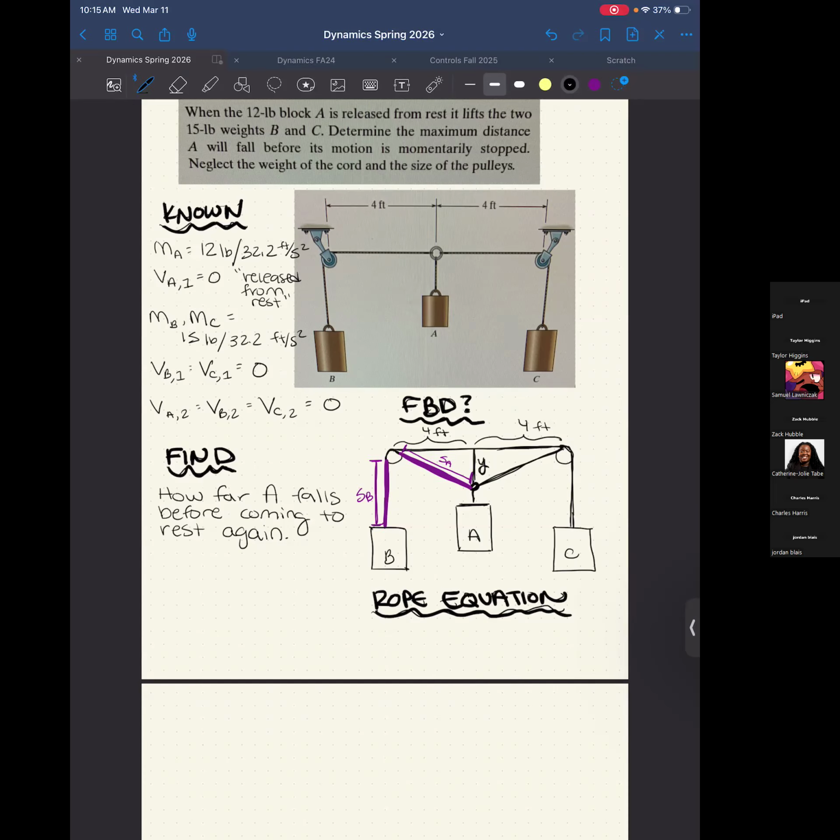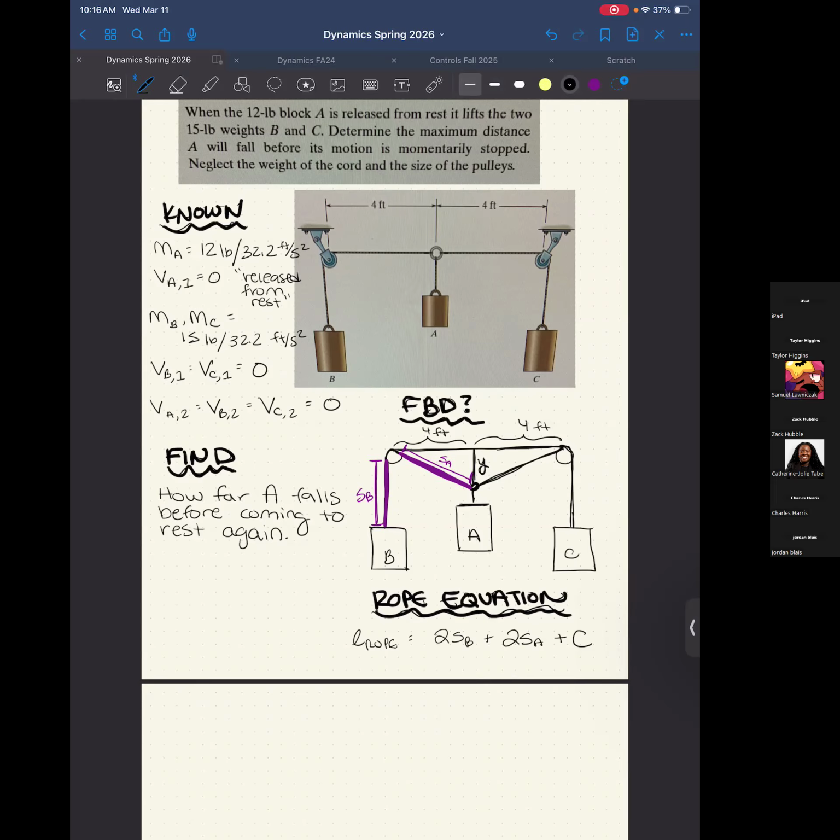Where are you stuck, Micah? Yeah, I get the rope equation. I don't know, I'm getting too many variables. Okay, tell me about your rope equation. What'd you get? So I did S_A just like that, like half of it. So I did 2A plus 2B plus C. Like that? Okay. And then what?